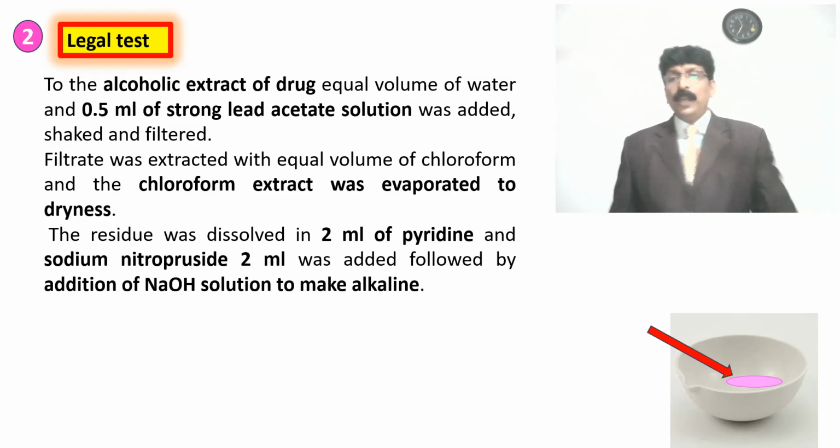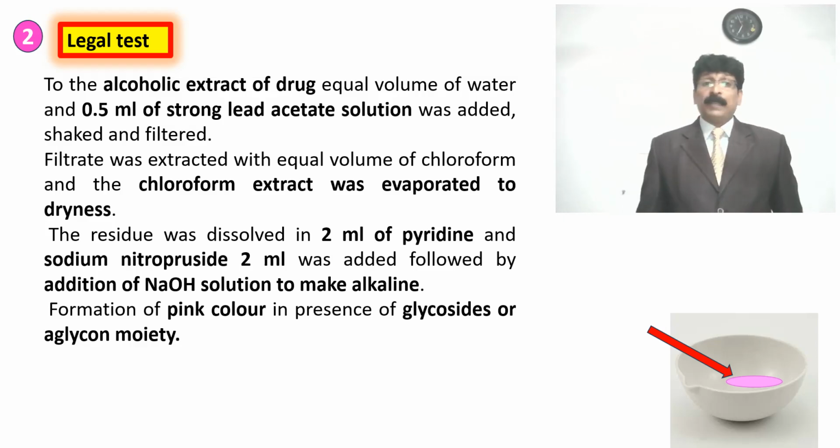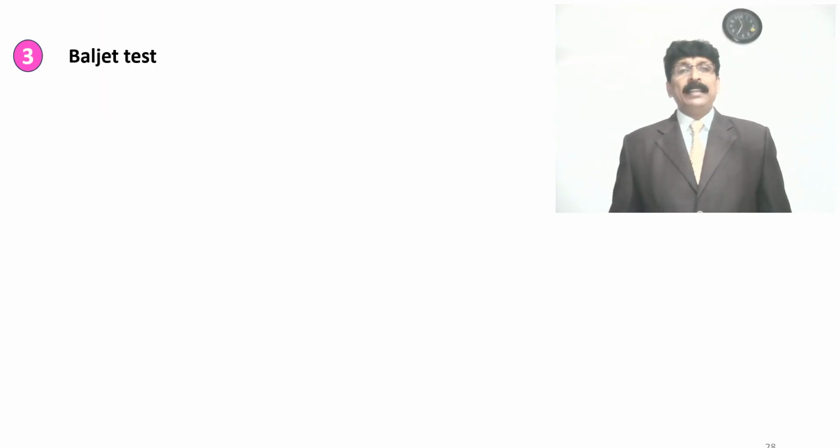You will get a pink color. Formation of pink color, as the arrow shows, indicates the presence of cardiac glycosides or an aglycone moiety. Number 3, Baljet test.